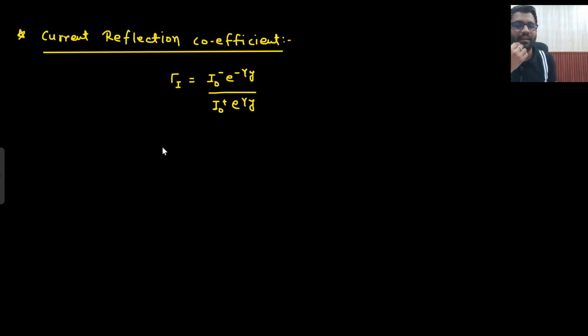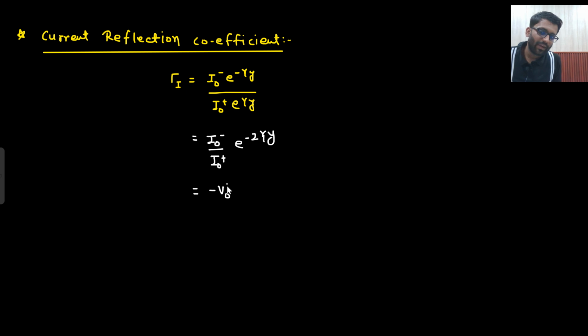Now let's see the current reflection coefficient. What will be your current reflection coefficient? It is the reflected current wave divided by the incident current wave. So what you are getting is I0 minus divided by I0 plus e to the power minus 2 gamma y. What is the value of I0 minus? I0 minus is equal to minus V0 minus divided by Z0.